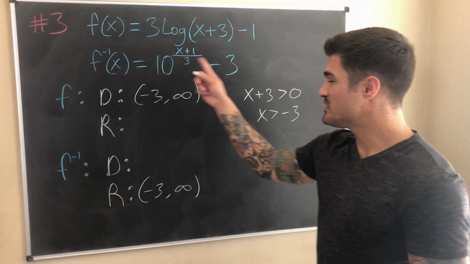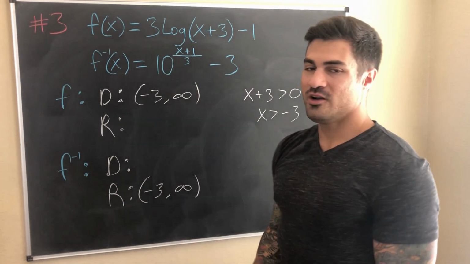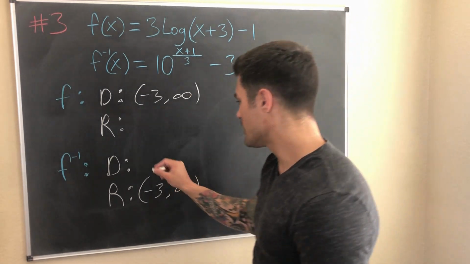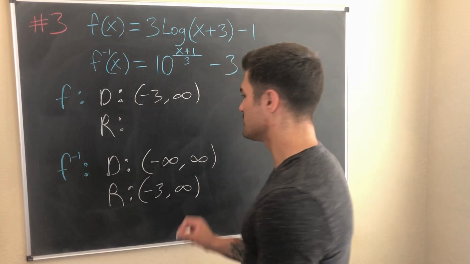Now, what's the domain of this inverse function? We have an exponential function, no zeros in the denominator, no square roots, nothing like that. Any real number I can plug into this. There's no issues, right? Negative infinity to infinity, which is true for almost all exponential functions.